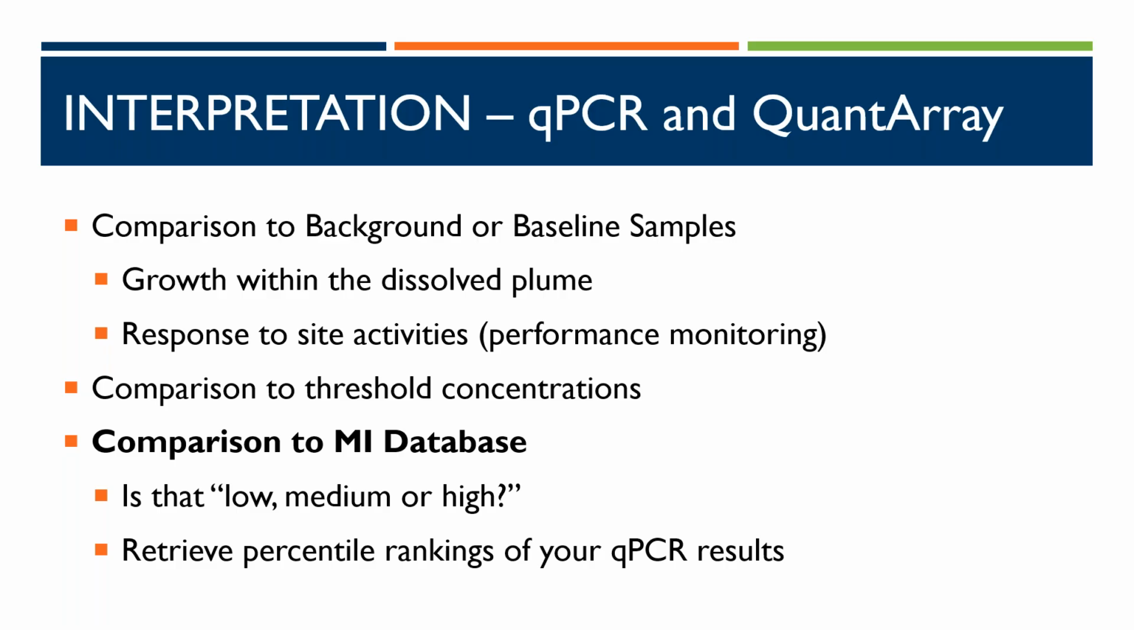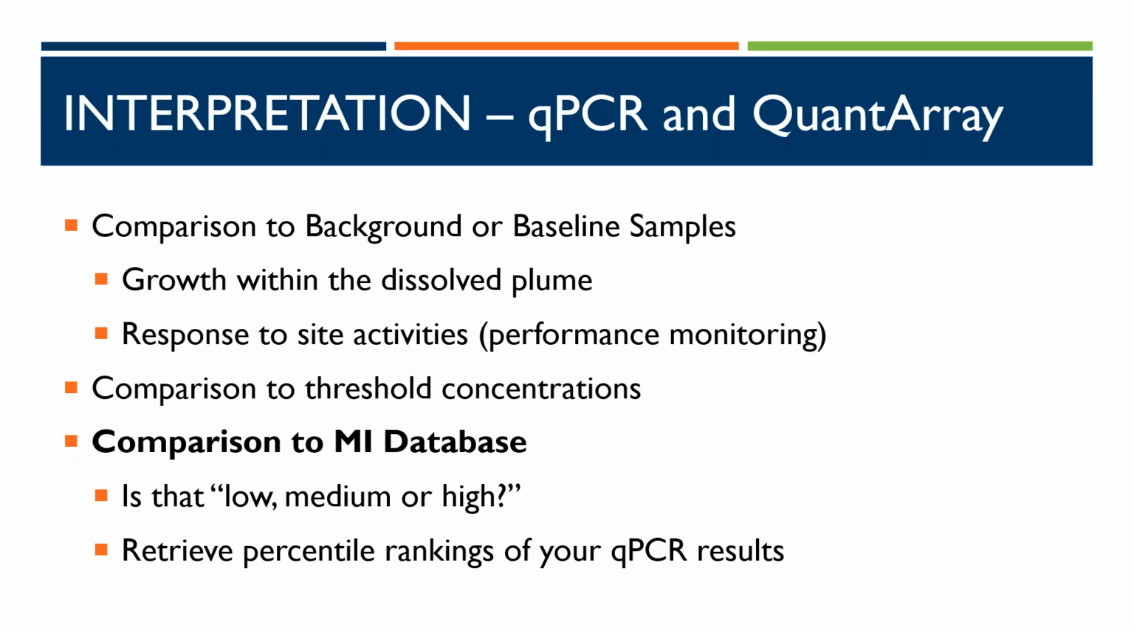We also want to compare those threshold concentrations that we do know about. So again, for DHC, we know that 10 to the 4 cells per milliliter is a very important magic number, where we see an 80% chance of complete reductive dechlorination at a site. But for some others where we don't necessarily have those threshold concentrations, there can be some difficulty in just looking at a number that is provided on a report and determining whether it's a good number.